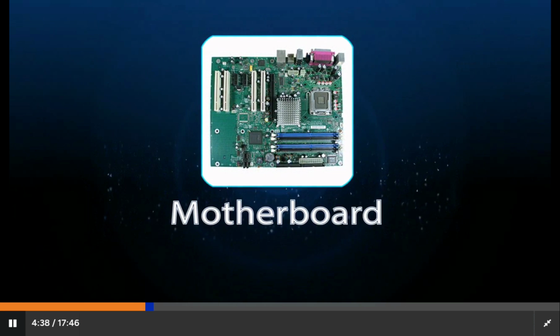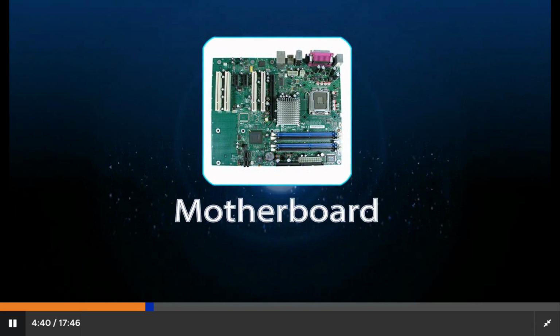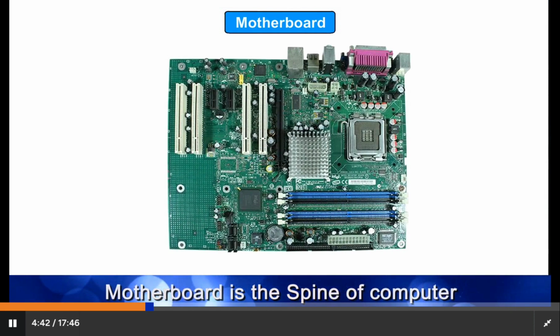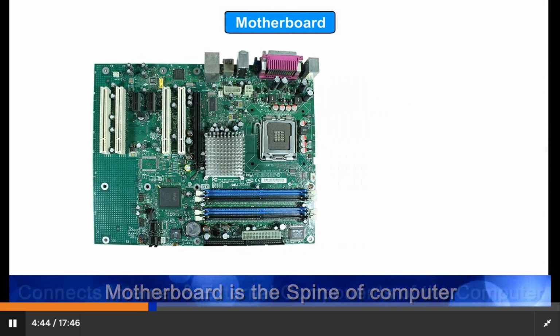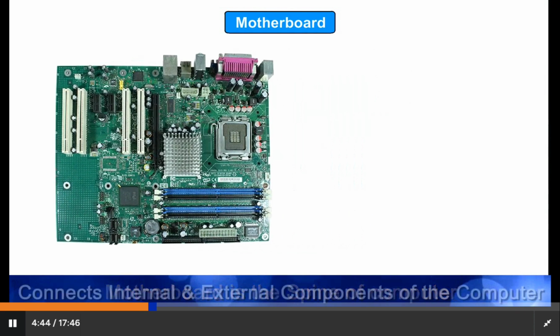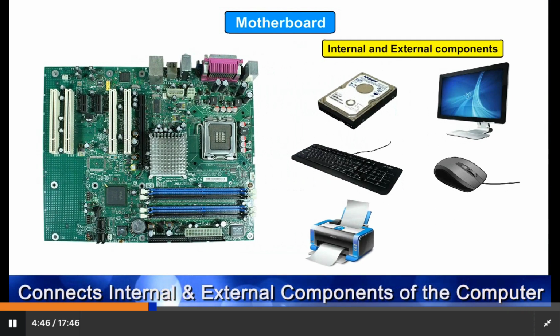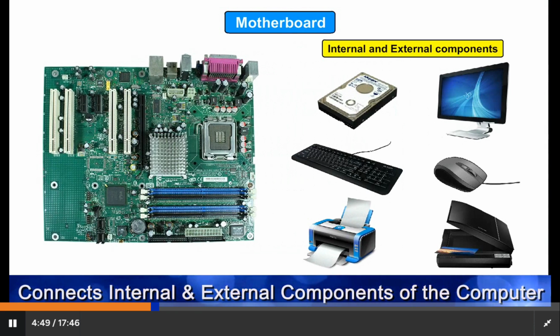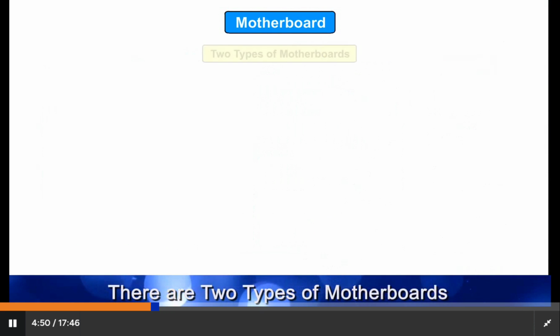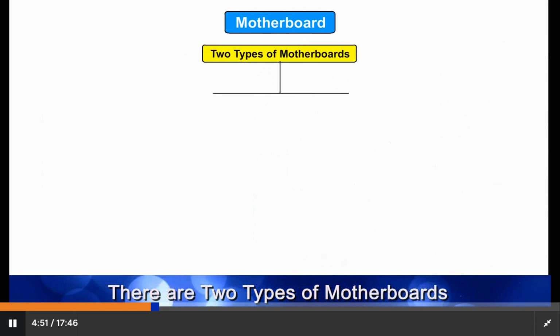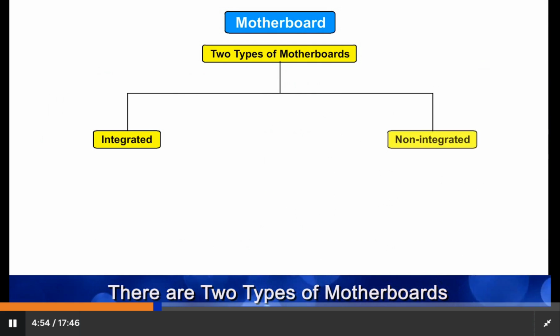Motherboard. Motherboard is the spine of computer. It connects all the internal and external components of the computer. There are two types of motherboards, integrated and non-integrated motherboards.